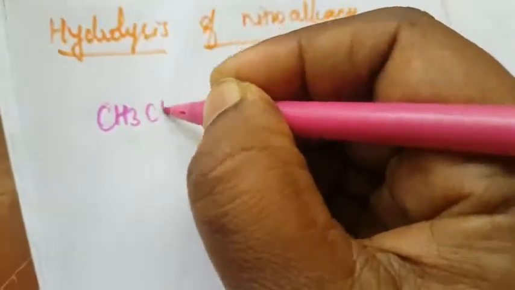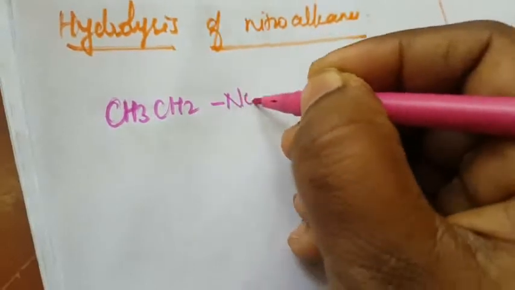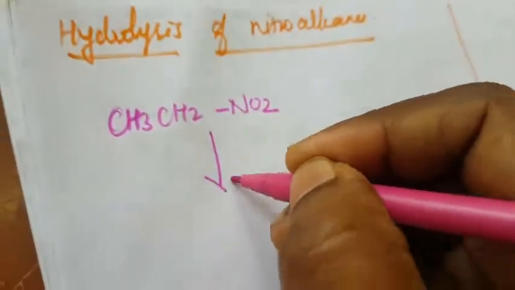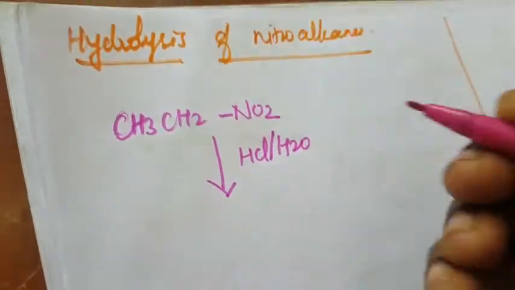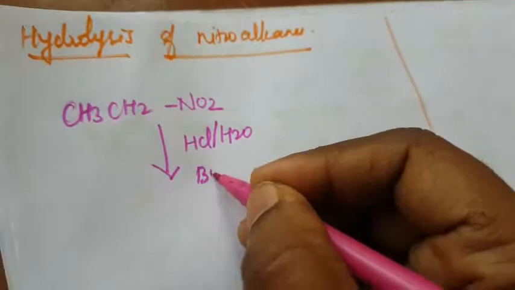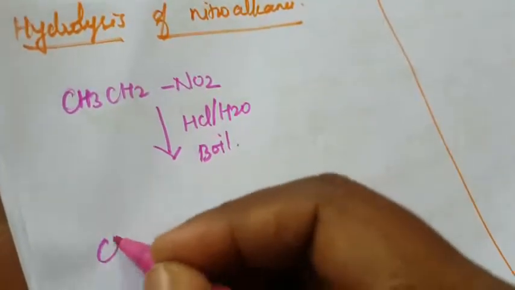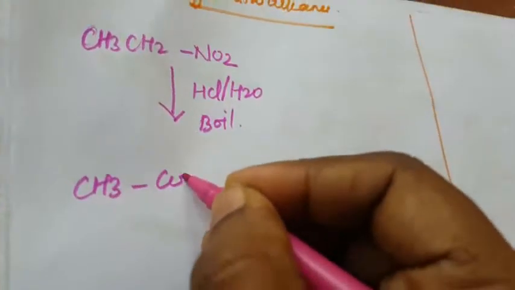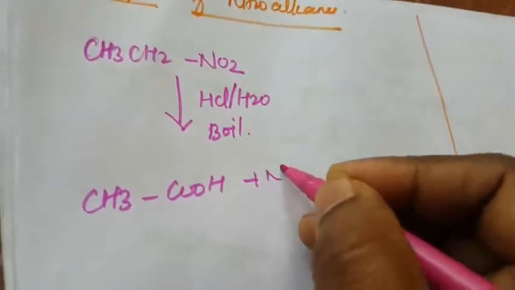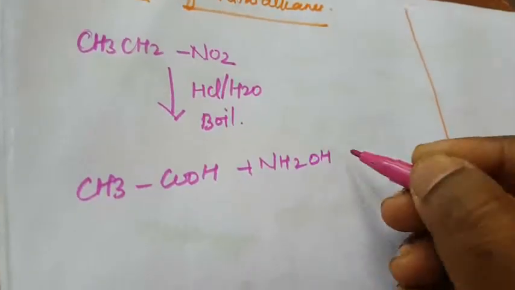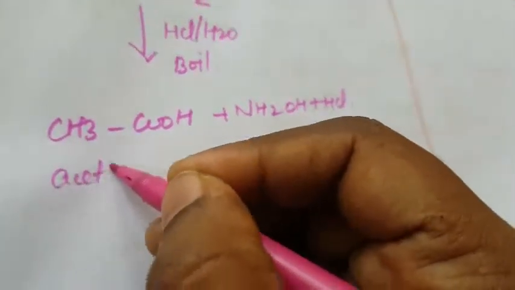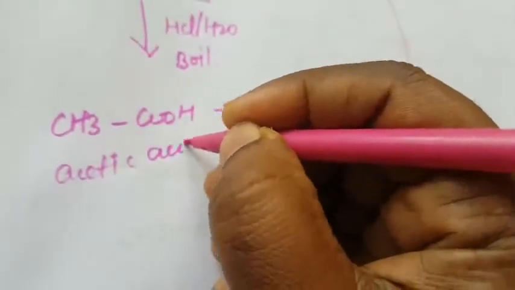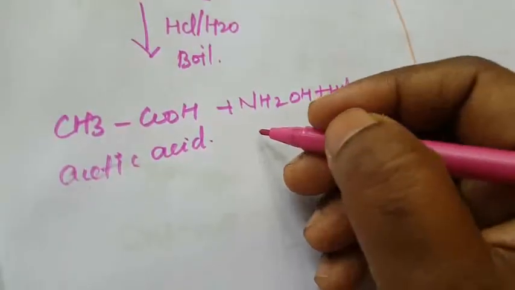So first one is CH3CH2NO2, that is nitroethane. Here, hydrolysis with hydrochloric acid and H2O. Okay, so when you are boiling this mixture, what will form? That is acetic acid, CH3COOH, then hydroxylamine, NH2OH plus HCl. Okay, so what is this compound name? Acetic acid, hydroxylamine.